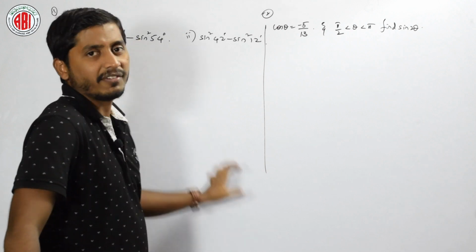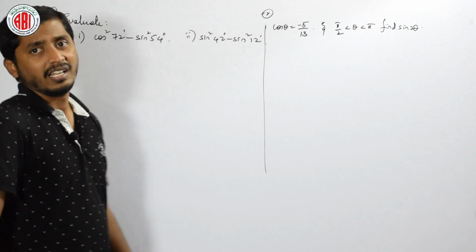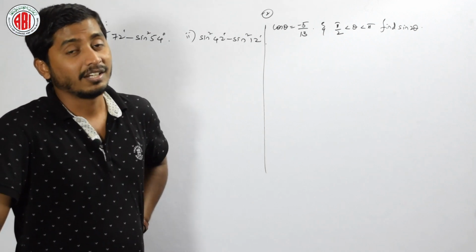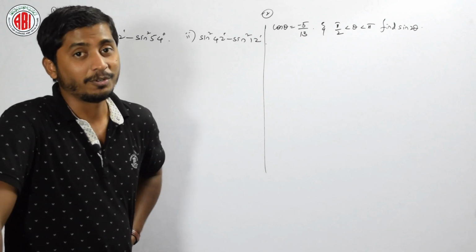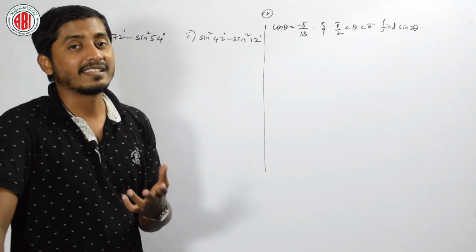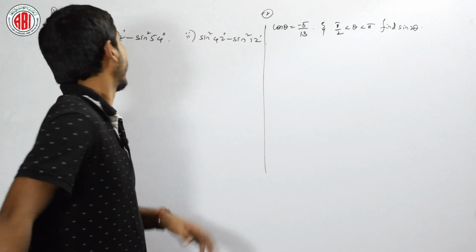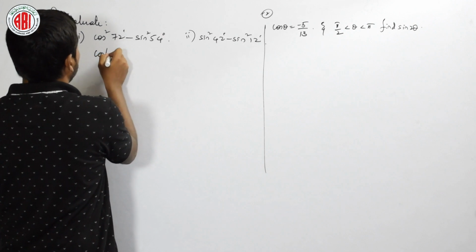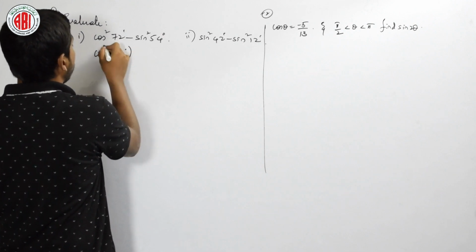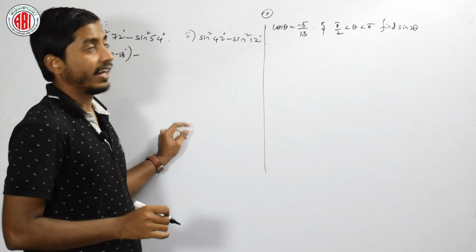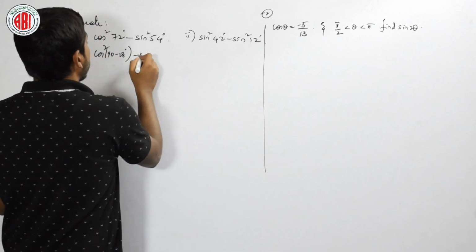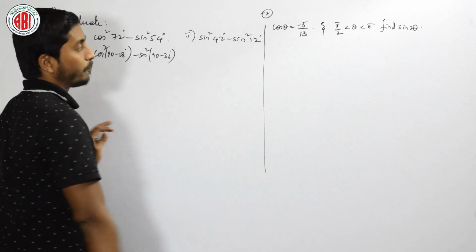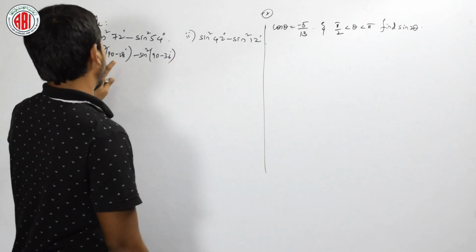How to find the value of 72? Do we have any relation for 72 and 18 or 36? Yes, we have. That is 72 plus 18 is nothing but 90. Is it clear? Now can I write 72 as cos of 90 minus 18? We can write, right? Then 54 can be written as 90 minus 36. Clear? Let us do that.